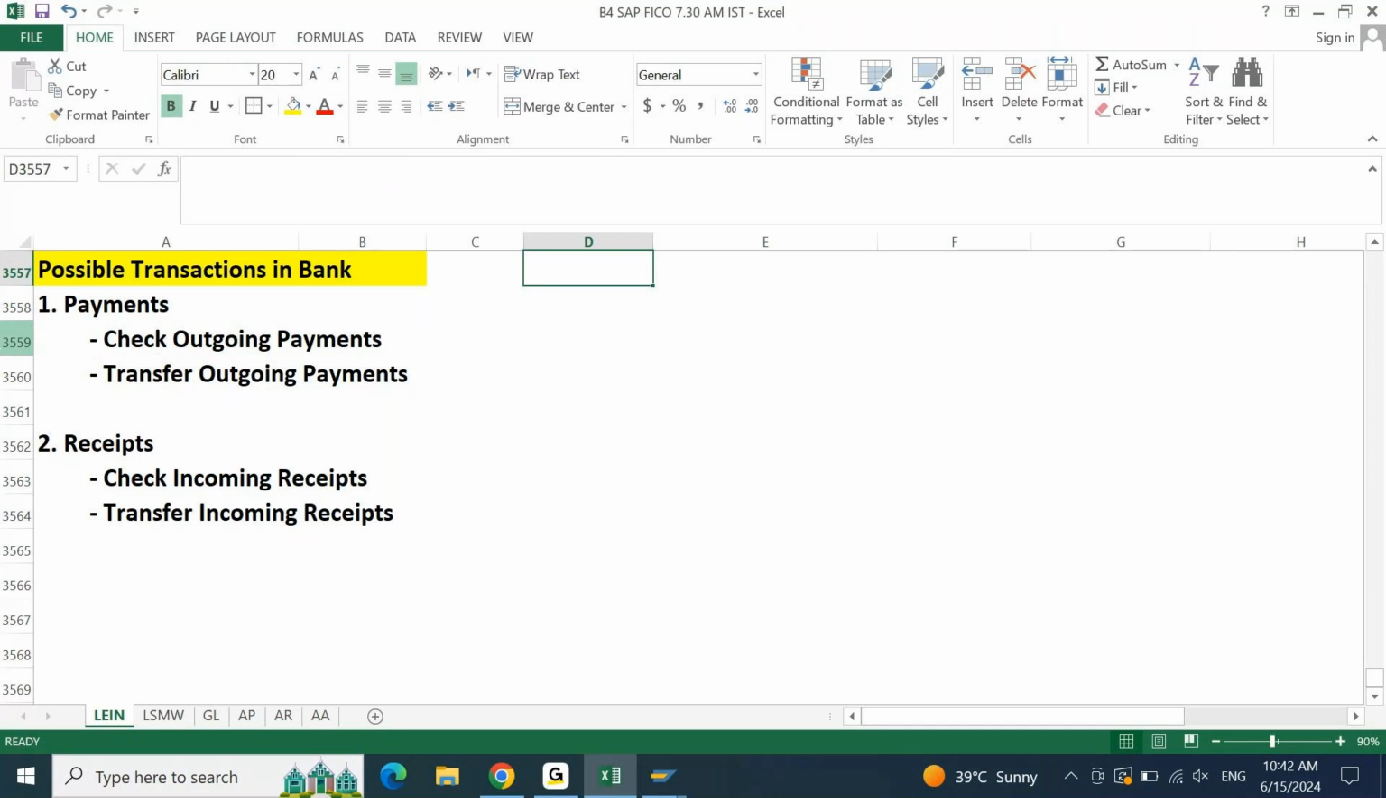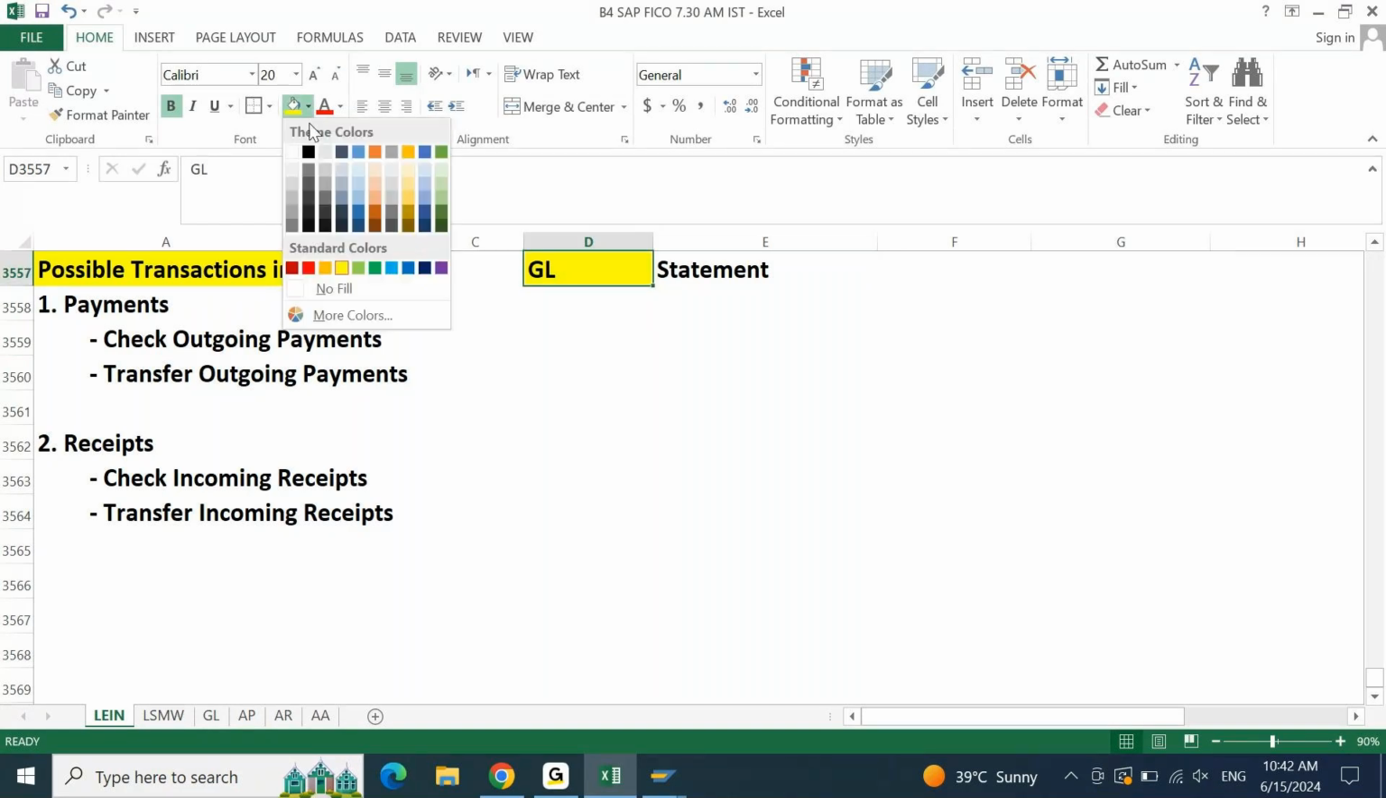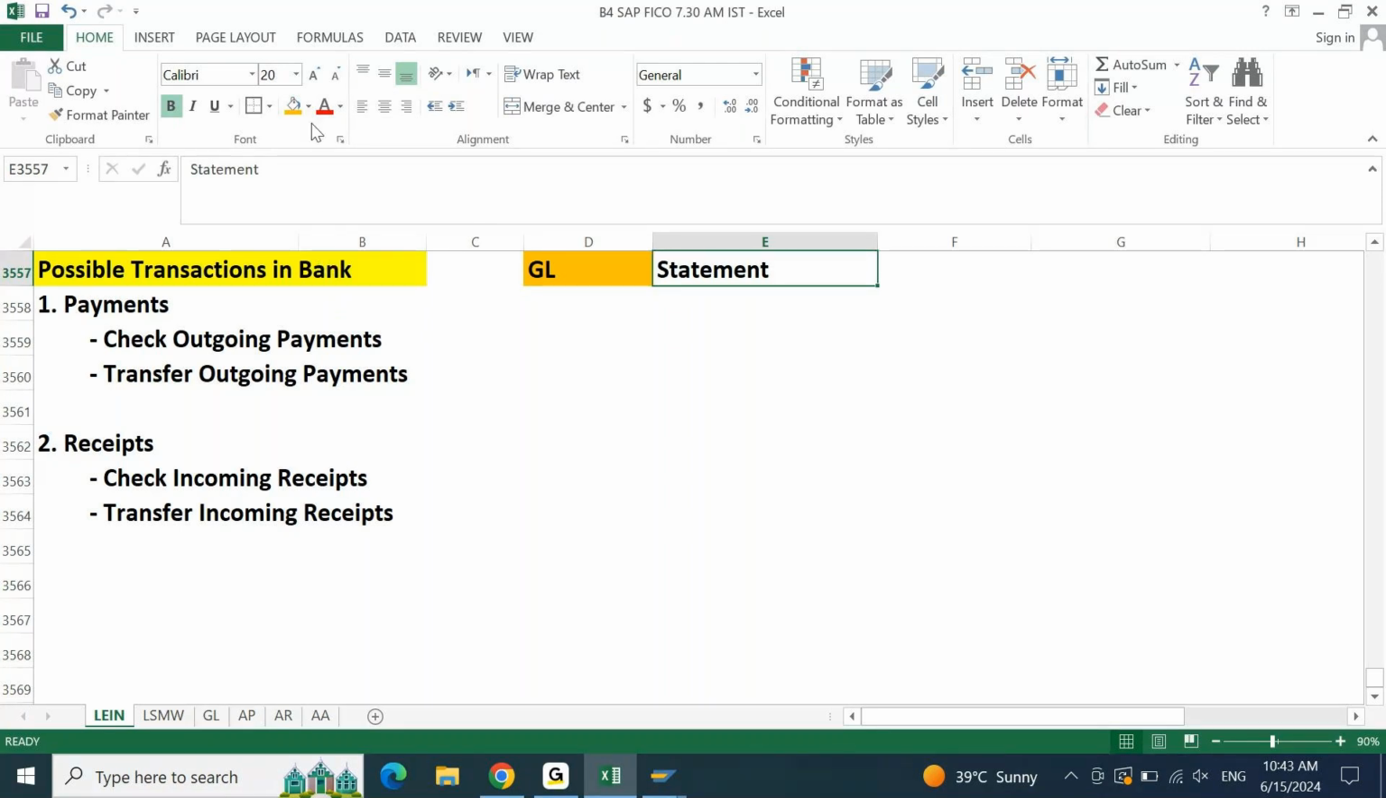In short, you're going to look at it when you're talking about payment. If I'm talking about GL and then I'm talking about statement, let me talk about GL here and also I'll talk about statement here. GL I'm representing bank GL account. Statement I'm representing bank statement. Bank GL account meaning your financial accounting.